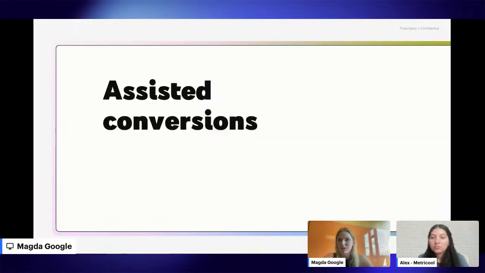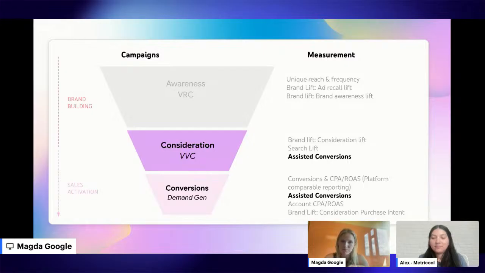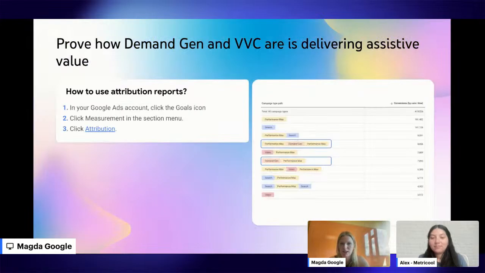Okay, so now we're going more and more to the bottom of the funnel. So now let's talk about the assisted conversions. For assisted conversions, I recommend watching them for consideration and especially for demand gen conversions. So what is it actually? Basically, the assisted conversions report helps prove how demand gen and video view campaigns are delivering assistive value.